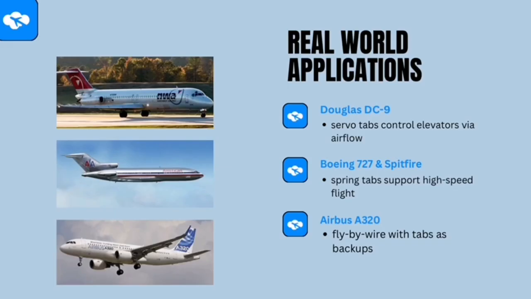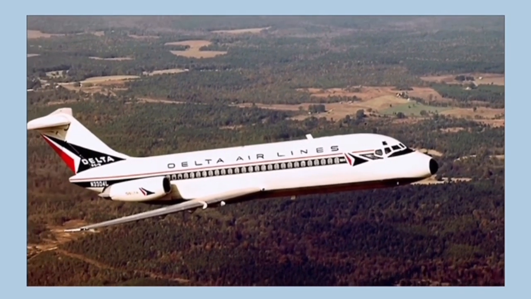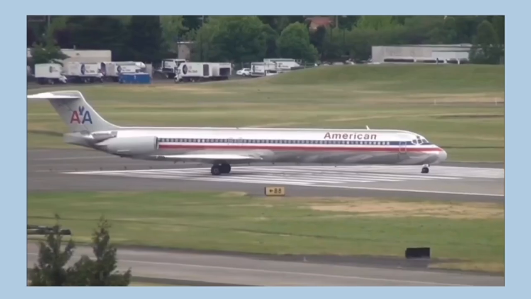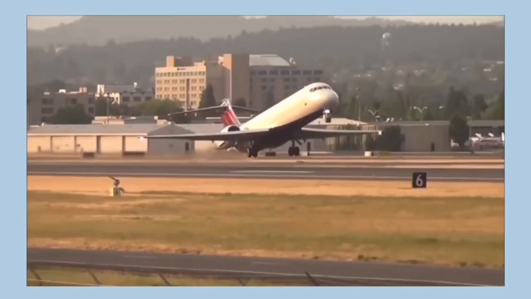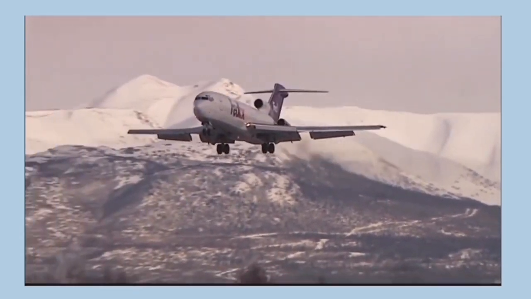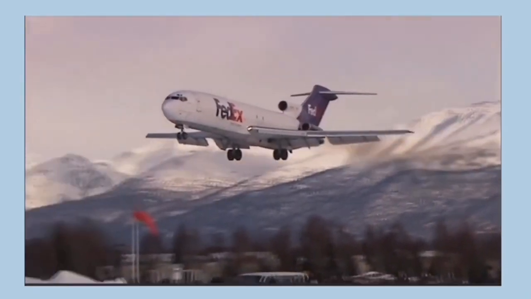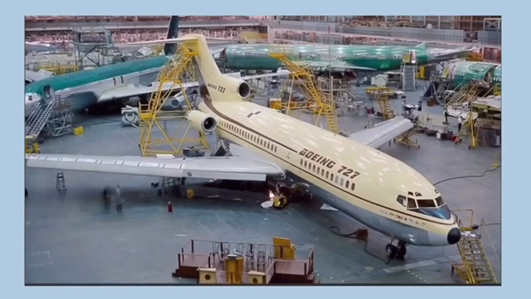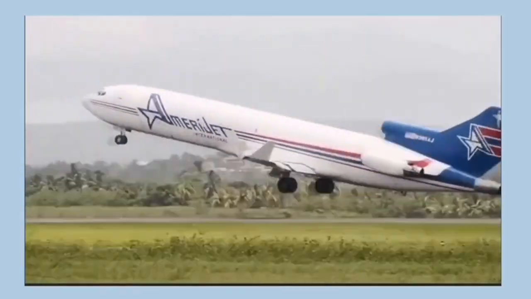And finally, we got real-world applications and examples. In the real world, these devices are found on many aircraft. For example, the Douglas DC-9 uses servo tabs to control the elevators. The pilots only move the tab and the airflow does the rest. And last, older military aircraft like the Supermarine Spitfire and commercial jets like the Boeing 727 use spring tabs to help with high-speed control.